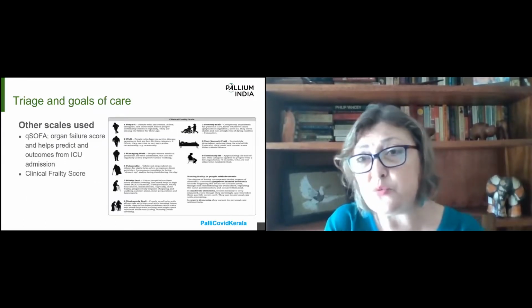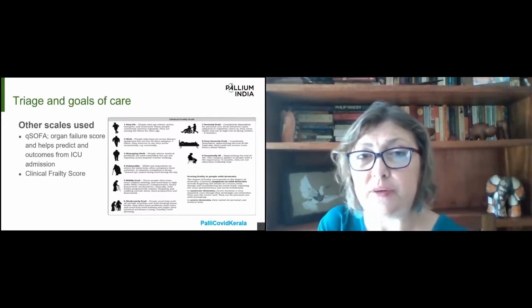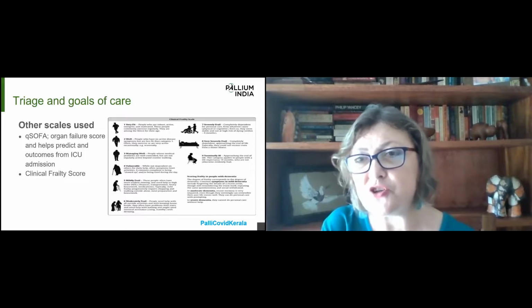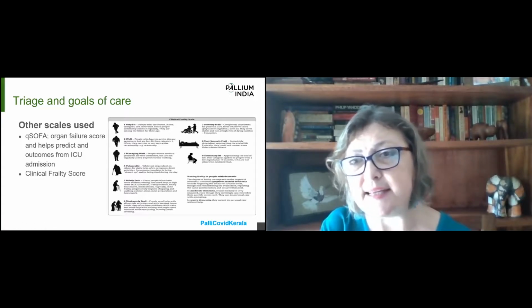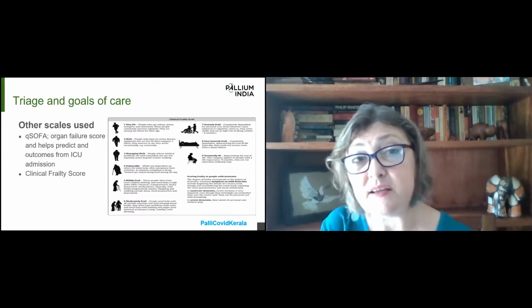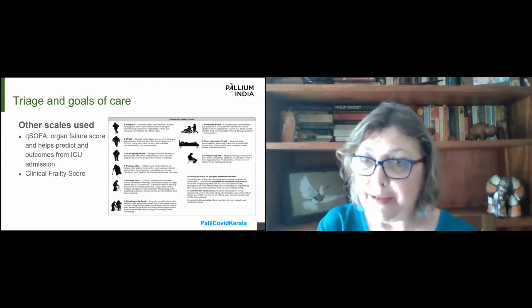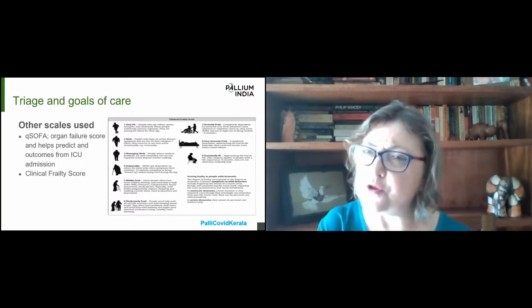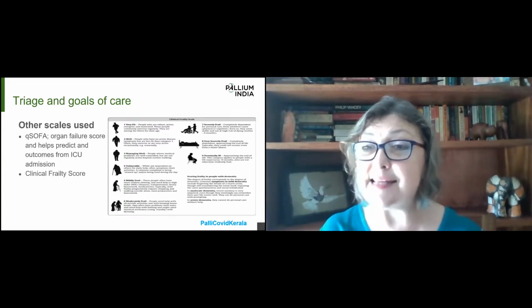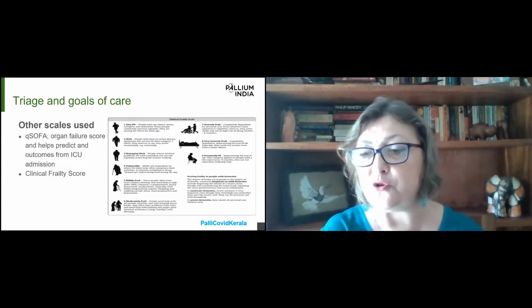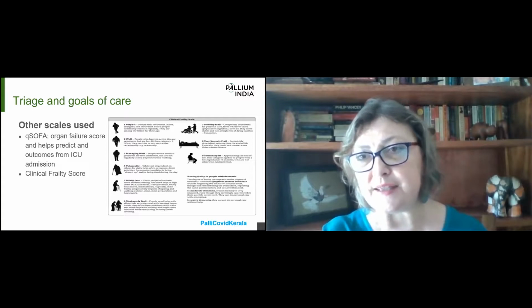Here's one used elsewhere, developed in Canada and used in the UK, called the Clinical Frailty Score, which again is using a functional status with number 9, including those with a life-limiting illness of less than 6 months prognosis. Many ICU colleagues are using an organ failure score to really determine outcomes. So it's not so much a triage tool, but it's for our critical care colleagues as they're looking at whether or not to ventilate a patient.